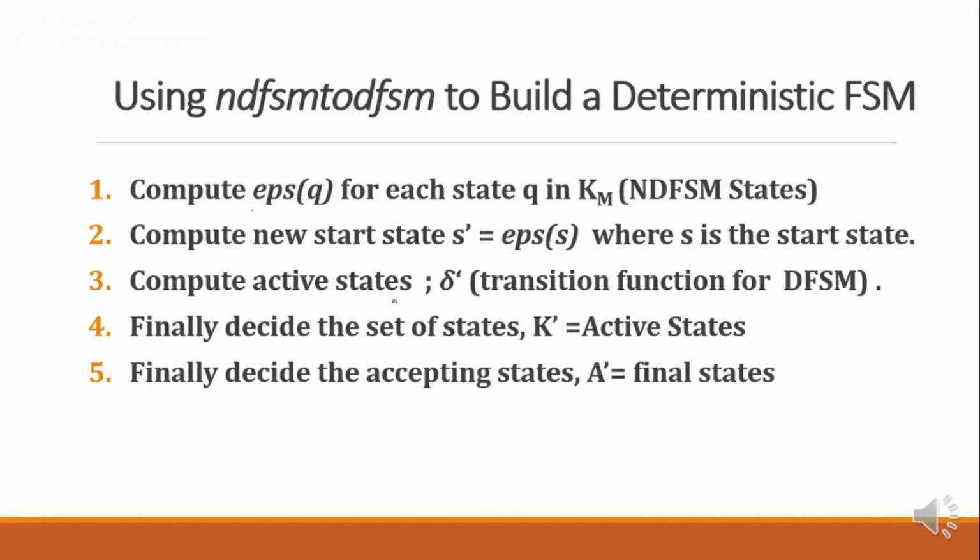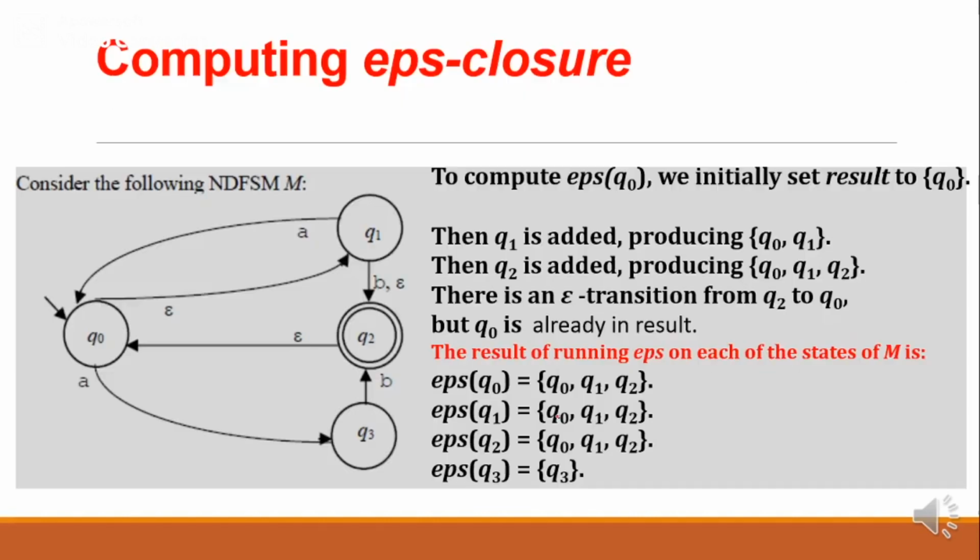After that, the third step is to compute the active states. Active states are built by developing the transition function for the DFSM from the NDFSM. Finally, decide the set of states, so all the states you have got form K dash. Next, among the K dash, you decide the accepting states.